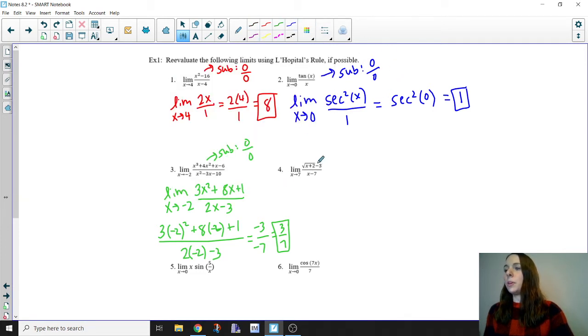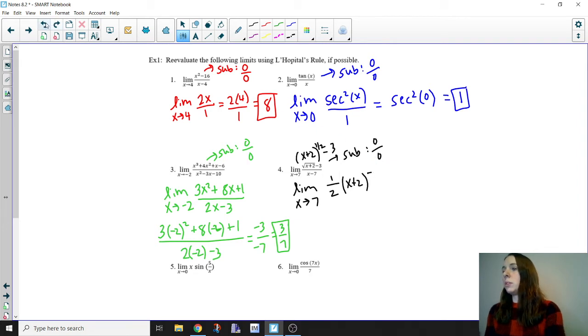Okay, for number 4, this is the one where we used the technique of multiplying by the conjugate originally. But since we would get a 0 over 0 situation when we use substitution, that means that we can use L'Hopital's rule. Keep in mind that the square root of x plus 2 could be rewritten as x plus 2 to the 1/2 power. And so to do L'Hopital's rule, we need to use the power rule. The 1/2 would come down in front of the x plus 2, and we would get a -1/2 power.